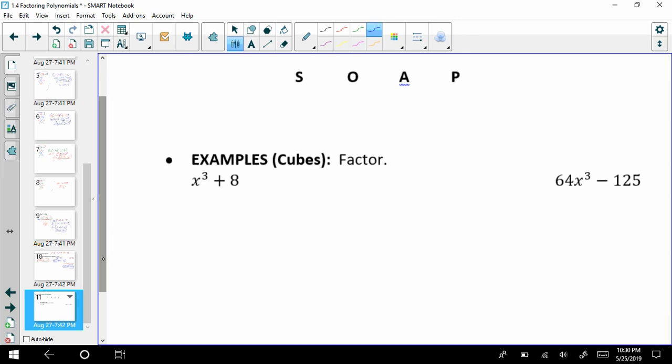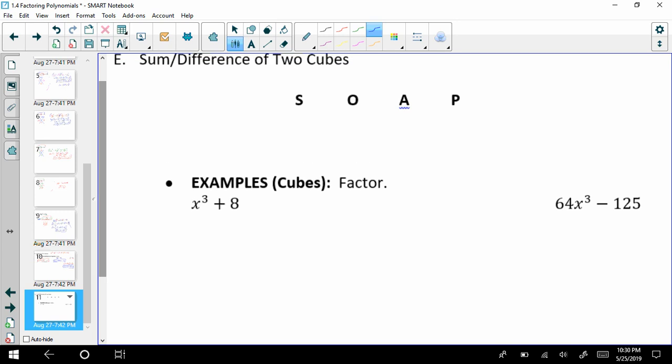X cubed plus 8. So to factor this, before you even break it apart, I want you to think, okay, this first guy is like x cubed, right? X times x times x, plus this other guy is what number times itself 3 times? Hopefully you think, oh, it's 2. Here's all you have to do to break this apart. You're going to have 2 sets of parentheses. In the first set of parentheses, you will have exactly what you have without the cubes. So x and 2.